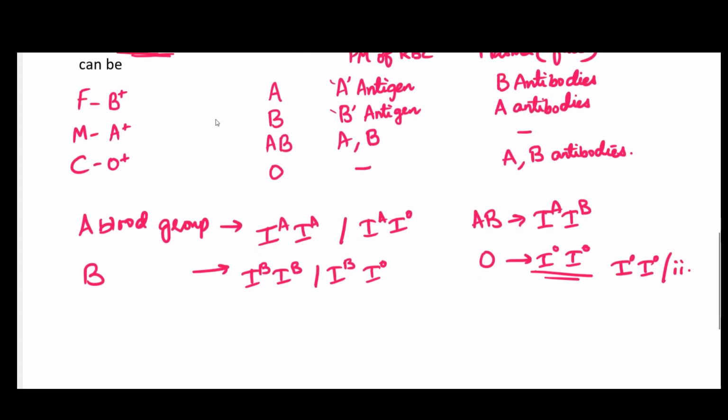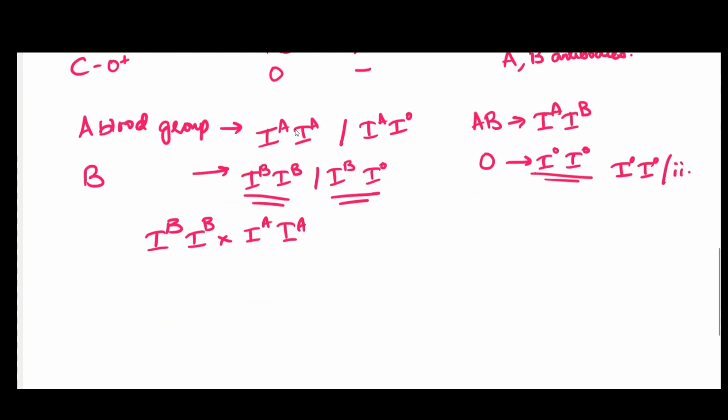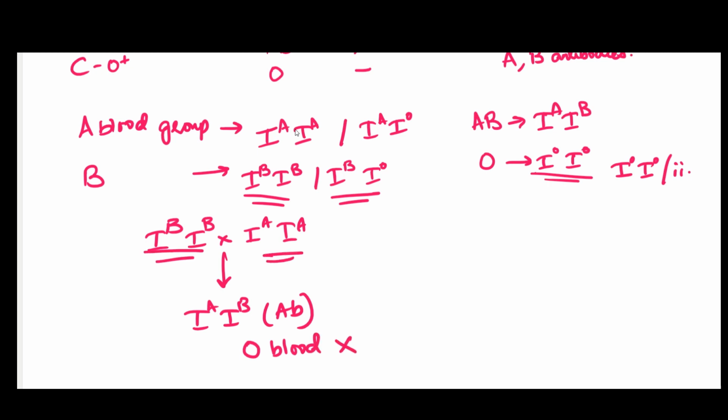Now father is B positive. So father can be IBIB or IBIO. Now let us consider a case. If for example father is IBIB and mother is IAIA. Now let us cross them. Then what happens? We can see that children will be of AB blood group. There is no chance that the child will be O blood group type. So these genotypes that we have interpreted are wrong.